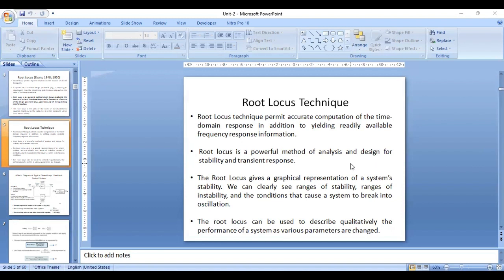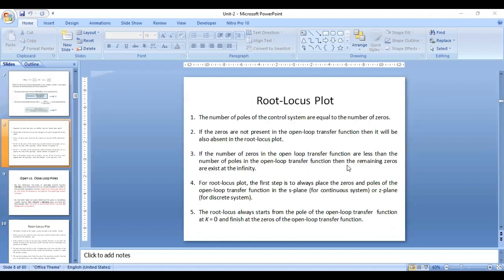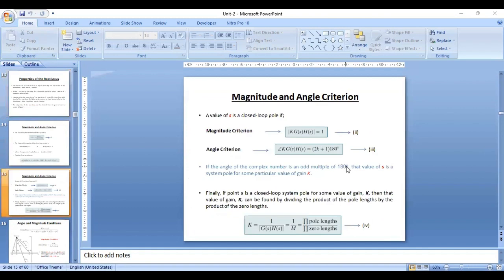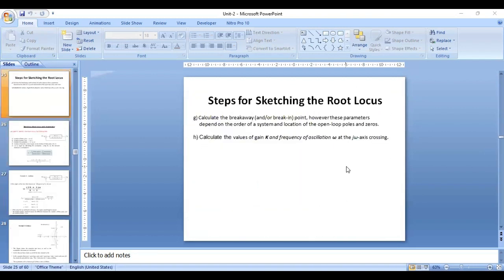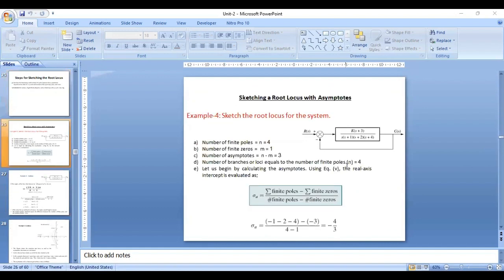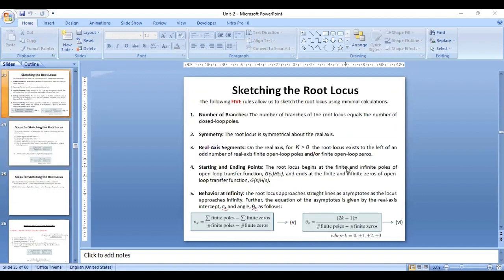Root locus gives a graphical representation of system stability. We can clearly see the ranges of stability, instability, and conditions that cause a system to break into oscillation. So let us move on to the steps that are used in calculating the root locus. There are 5 basic rules to sketch the root locus using minimal calculation.